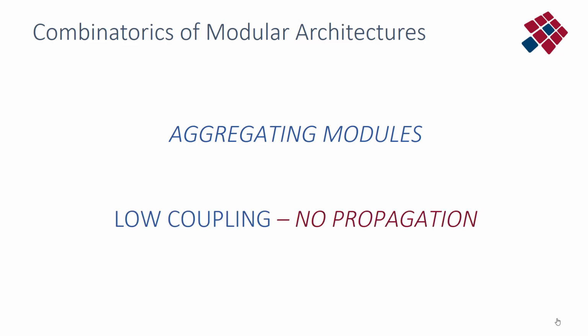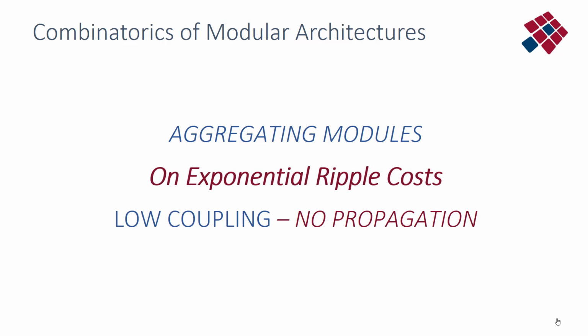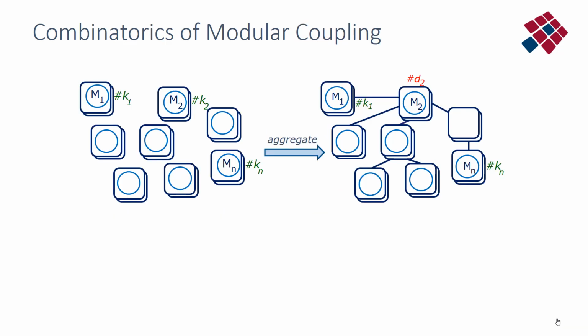And if we aggregate those modules, then it is about low coupling. Then it is about not propagating impacts of changes. Because then you can have the other side of the coin, the danger of exponential ripple costs instead of exponential variation gains. So suppose you have all these modules, module 1 to n, and they have this number of variants or versions, k1 for module 1, etc., kn for module n.